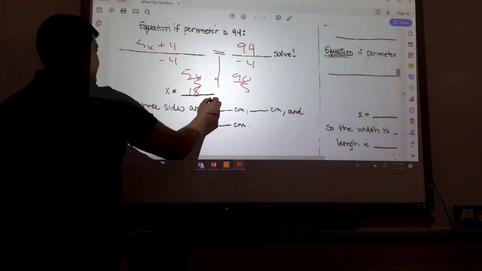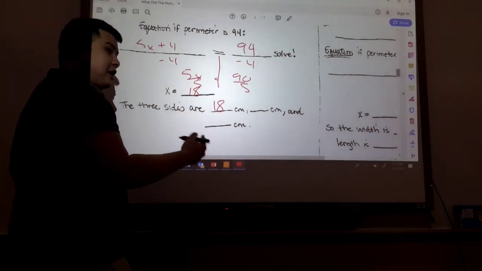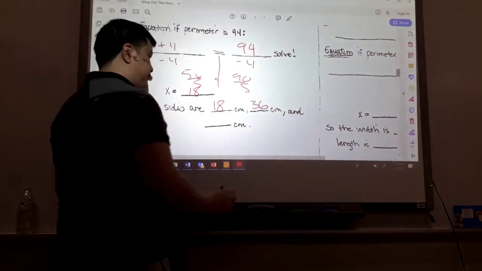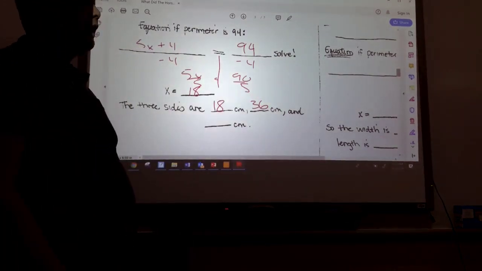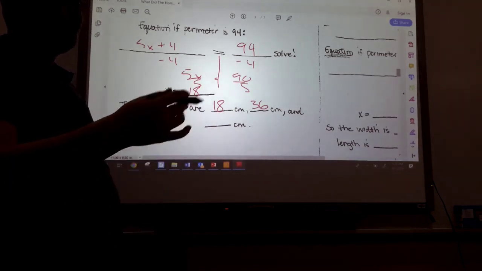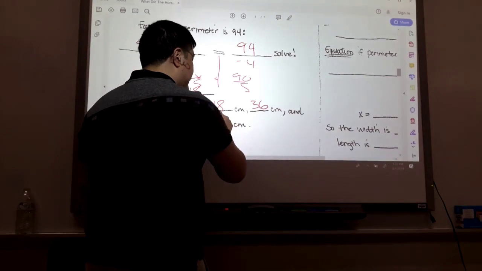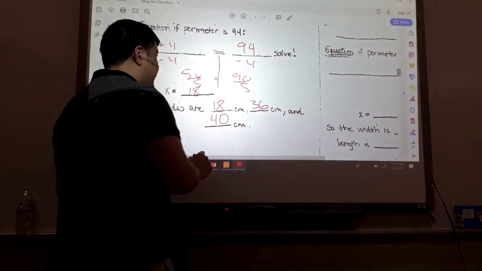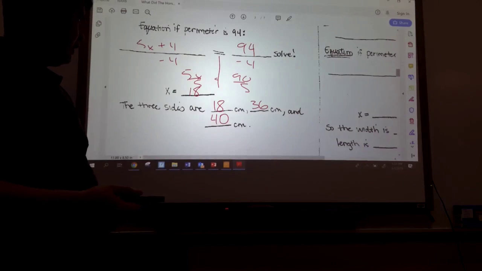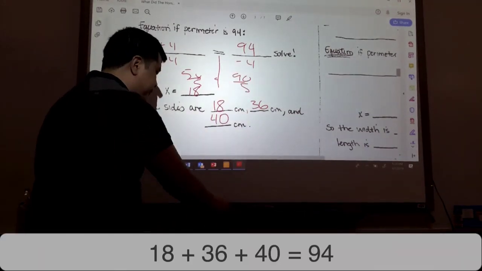So if the first side is 18 centimeters, the second side, which is twice that amount, is going to be 2 times 18, which is 36. After that, the third side is going to be 4 more than the previous side, which is 4 more than this, which is going to be 40. If we add those all together, we do find that those sides end up being 94 centimeters.